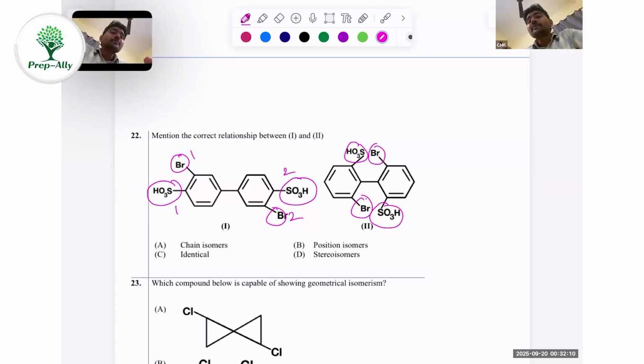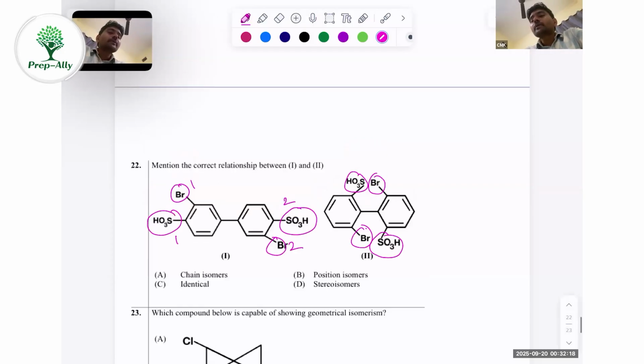Only the difference between 1 and 2 is that the chemical formula is the same. Chain isomers means whenever you take normal straight chain compounds and some branched chains, both having different chains, we call them chain isomers, but these are not chain isomers. Option A is incorrect. Option B, positional isomers.